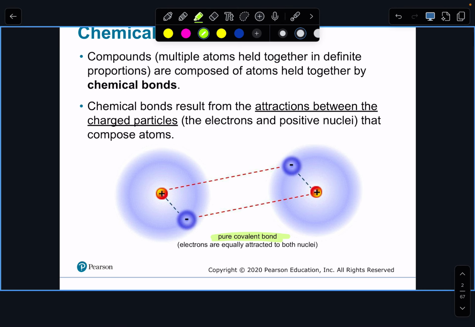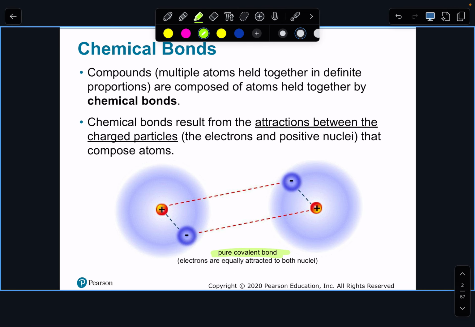for ionics. Okay? So in this particular representation, this is a hydrogen, 2 different hydrogen atoms. I know that because there's only a single electron shown. And we're looking at what causes the hydrogen atoms to come together and be H2, or 2 hydrogens bonded together.